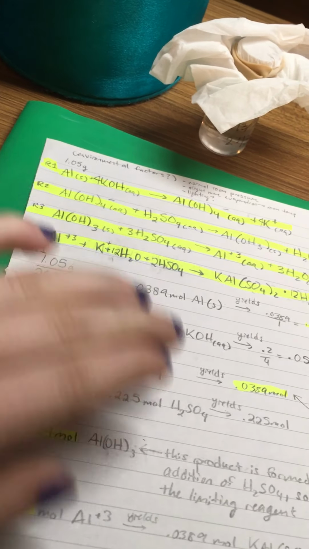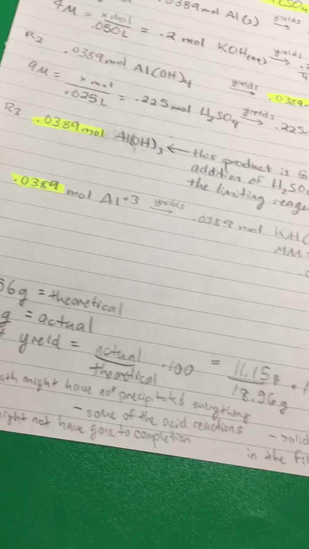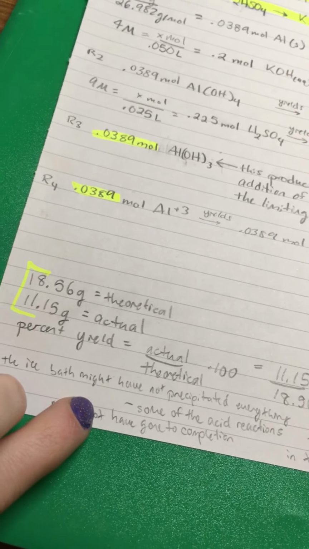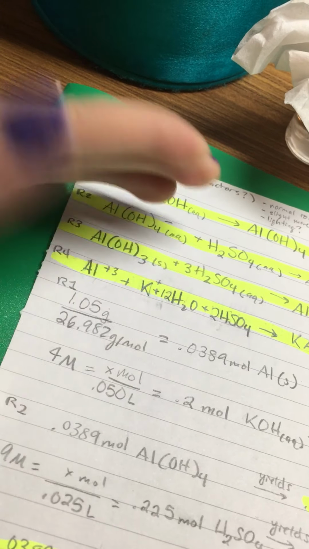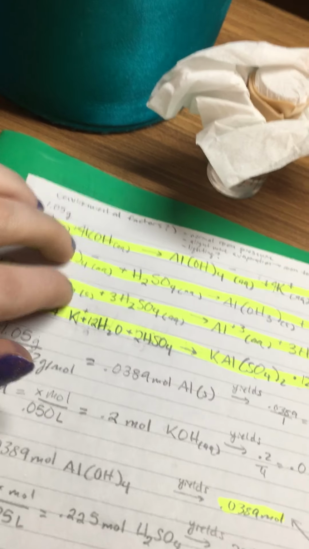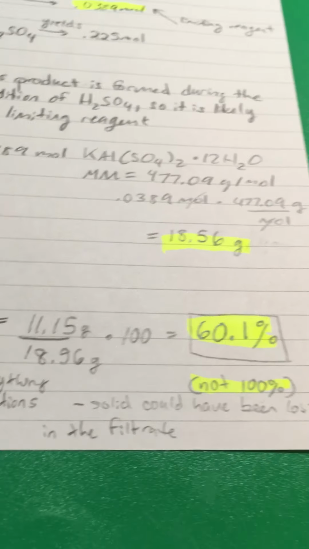When the ice bath precipitated out the solid alum, we could have not waited long enough for that to actually happen. And finally, some of the acid reactions might have not gone to completion, especially these two reactions could have easily not reacted all of the reactant, so we could have gotten lesser amounts of these products, therefore affecting the amount of reactant we have in the following equations. So yeah, 60.1% yield overall, which is not terrible considering, and now it is currently recrystallizing. Yay.